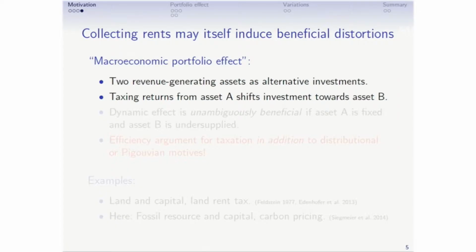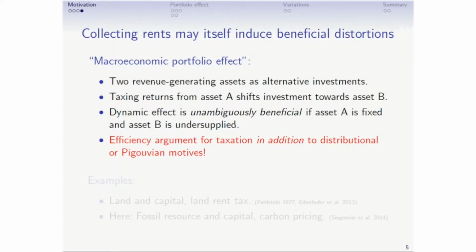Just a second. So the previous slide was just concerned with the traditional view that rent collection is neutral, but collecting rents may itself introduce a beneficial distortion. And the mechanism behind this distortion, which could be called a macroeconomic portfolio effect, as a preliminary title, works as follows. If you have at least two revenue-generating assets as alternative investments for households, and you tax the returns from one asset, naturally investors will turn to the alternative asset.